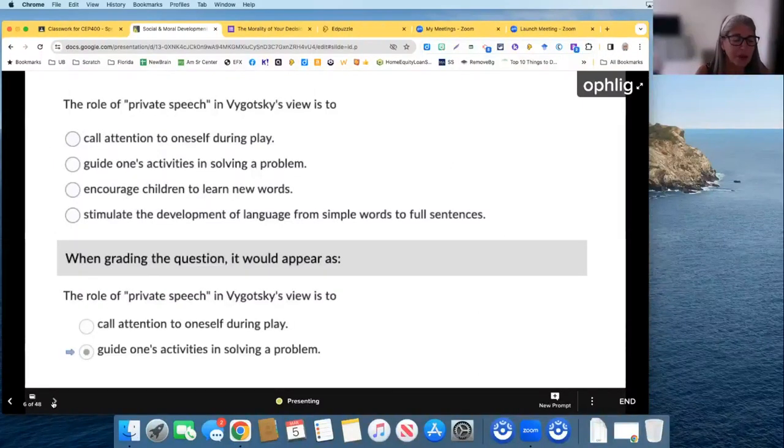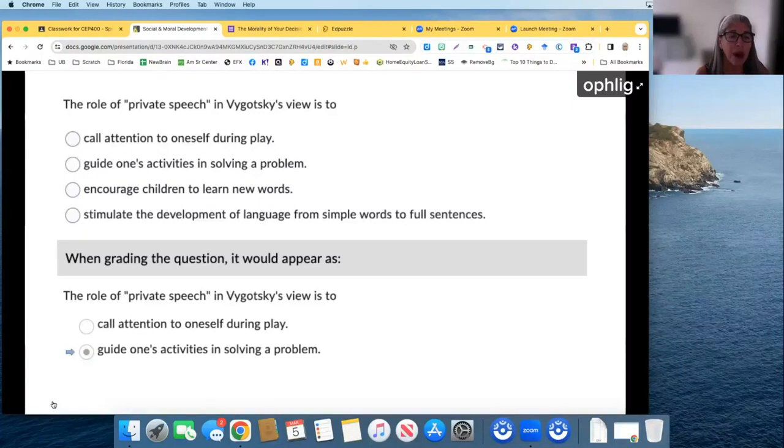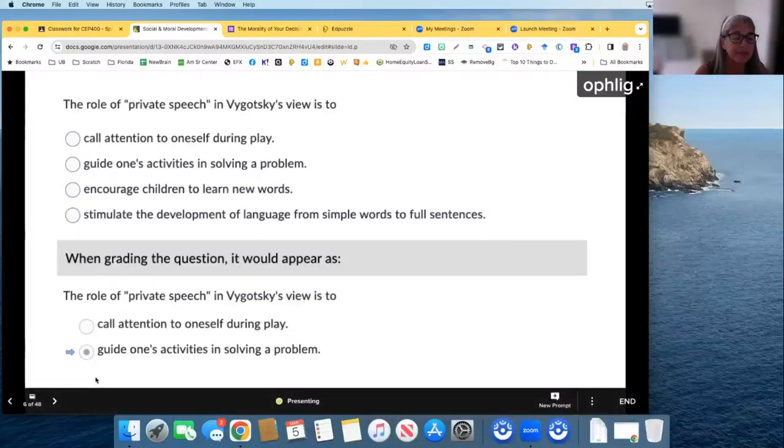Another question that some of you had trouble with was the role of private speech in Vygotsky's view. And Vygotsky said when we're talking to ourselves, usually it's because we're solving a problem within, so we're thinking about something and we're solving a problem. We might speak out loud or we might speak in our head, but this private speech is usually to solve a problem.